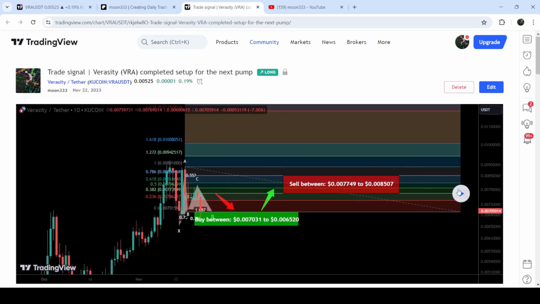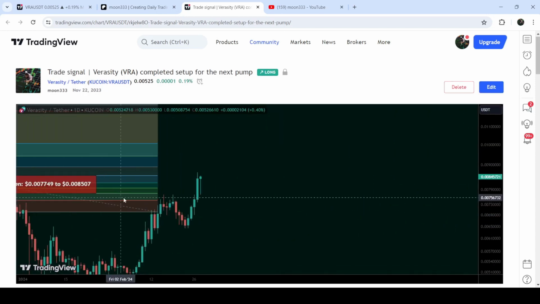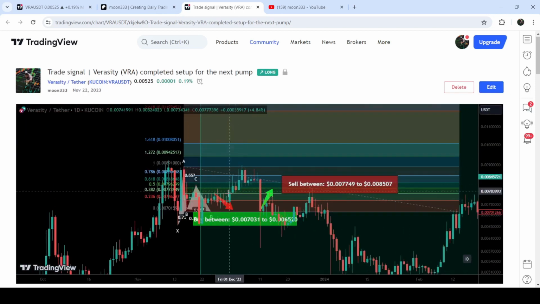And now if I play this chart, you can see that the price line started a very nice reversal from this buying zone and rallied slightly beyond the sell target zone. And this was almost a 37% pump on this daily time frame chart.